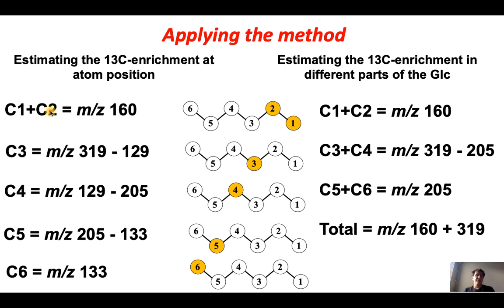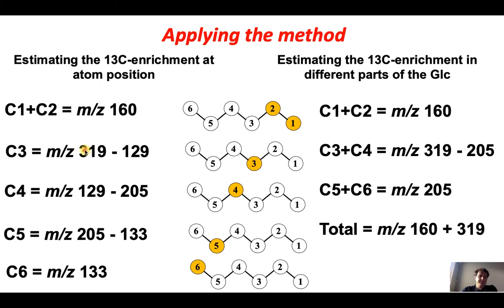And here we have two possibilities. We can discriminate each carbon, C3, C4, C5, and C6, or we can analyze by pair: C1 plus C2, C3 plus C4, and C5 plus C6. Basically, in both analyses, for C1 plus C2 we cannot distinguish the two carbons. So this is a limitation. We didn't find any way to estimate the enrichment in carbon 1 or in carbon 2.